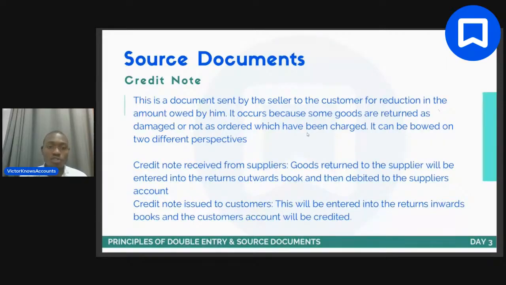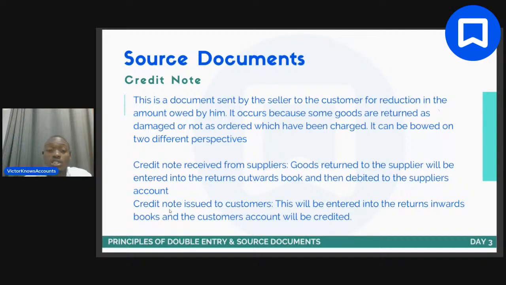from the point of view of the supplier that is issuing the credit note, that's the second one. So the perspective is what? Credit note issued to customer, that's the first one. This will be entered into the return inwards book and the customer's account will be credited. I hope you understand that, because we said credit note is issued because your customers returned goods to you. Because goods are being returned to you, that's returns inwards. So the book of original entry that we enter into will be your return inwards day book.